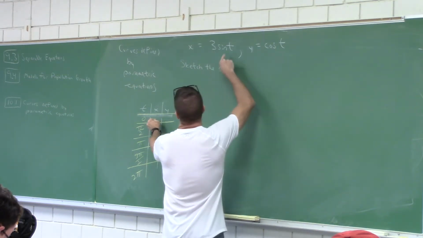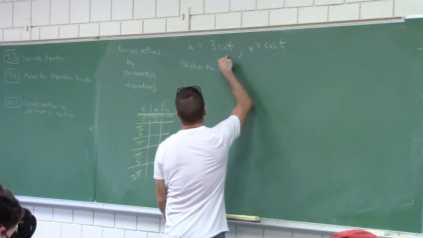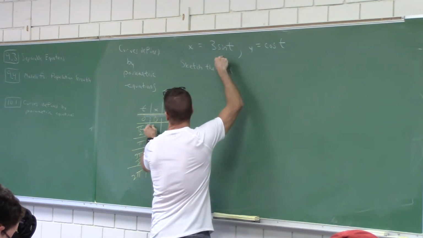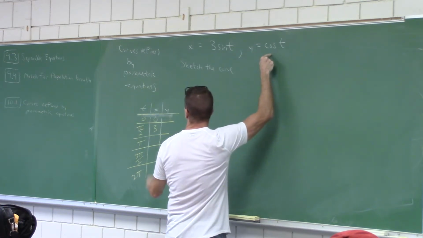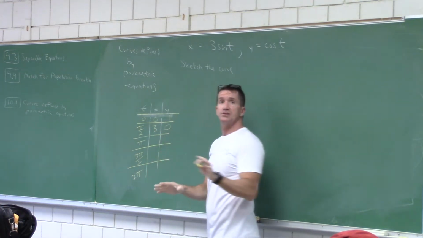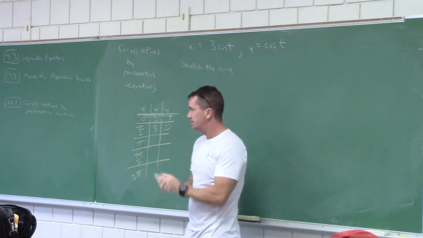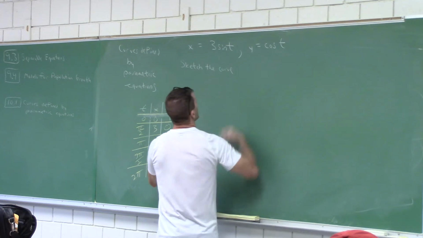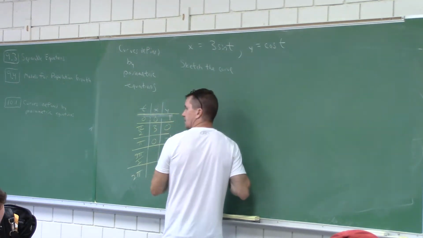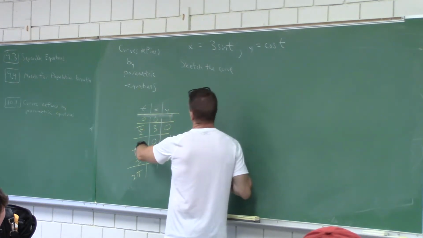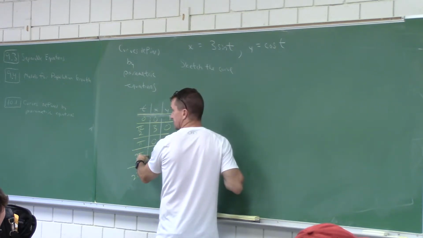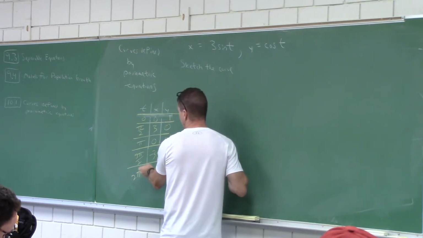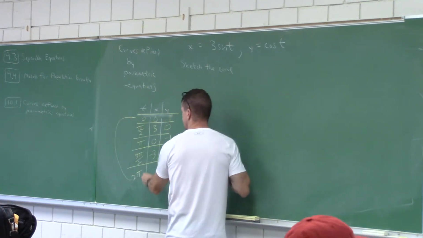Hey, what's 3 times sine of 0? 0. What's cosine of 0? All right, what's 3 times sine of pi over 2? 3. What's cosine of pi over 2? I'm not rushing, am I? Okay. What's 3 times sine of pi? What's cosine of pi? Oh, looks like there's a pattern to this. What's 3 times the sine of 3 pi over 2? Negative 3. Cosine of 3 pi over 2? And finally, shouldn't this be the same as this? And what do you get?